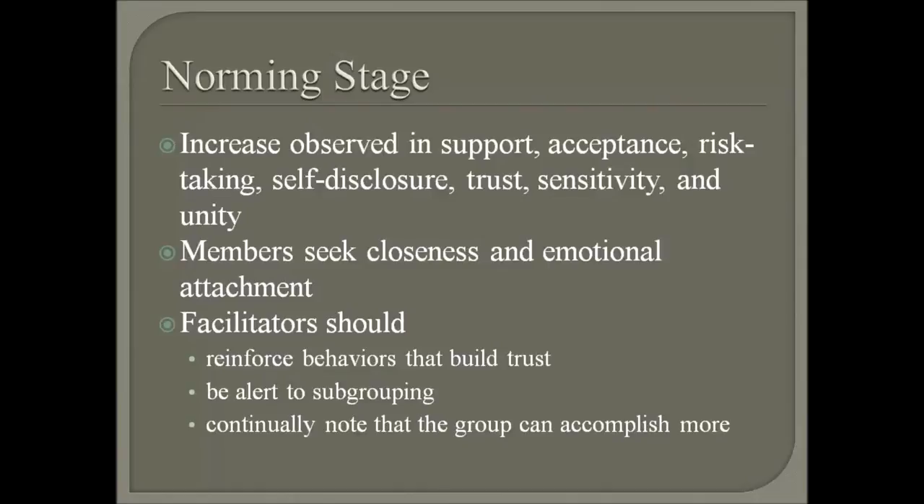Facilitators should reinforce behaviors that build the trust that we would normally see in the norming stage. They need to be alert to potential subgrouping. Subgroups, of course, are where certain members in the group form another group. For example, if you have 9 members in a group and 3 form together as a subgroup, they kind of take on a separate identity and maybe a separate set of goals that work against the good of the group.